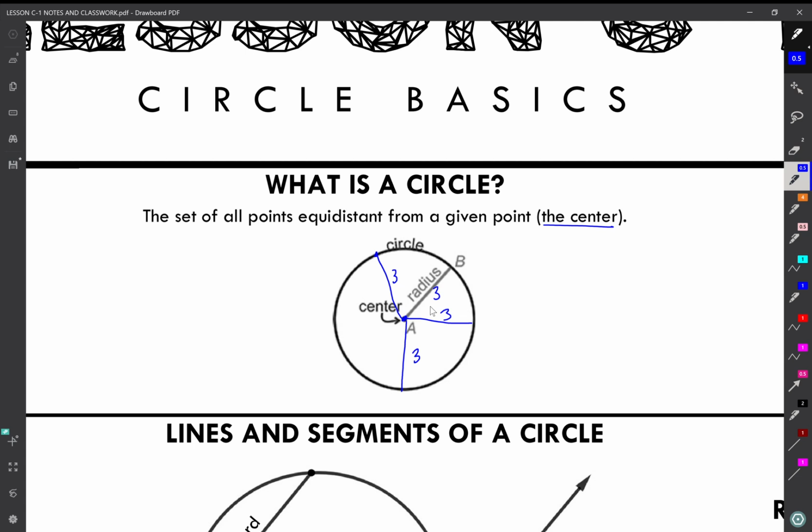Basically, you think about it, if you have a big stick and you stand around in one spot and you spin around, you are creating a circle because that stick is the same distance around. So you have a circle around you, essentially.